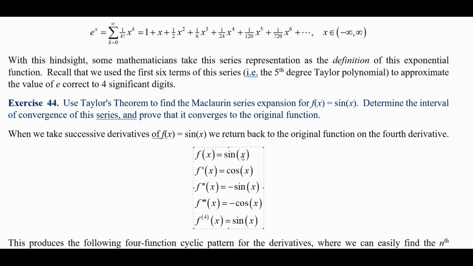Here's this one. Sine x is the 4th derivative. Cosine x is the 5th derivative. Minus sine x is the 6th derivative. The 7th derivative is minus cosine of x. And then the 8th derivative is back up to sine x. Then the 9th derivative, 10th, 11th, 12th, and so on. They just go in a cycle there.